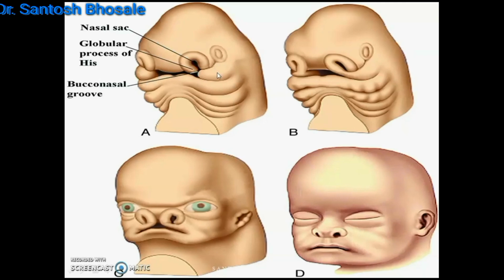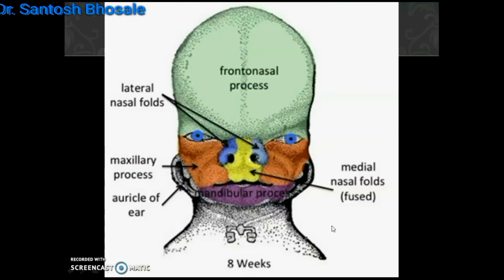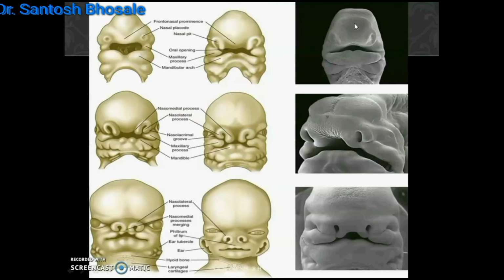Face develops from 5 processes: frontonasal, pair of maxillary, pair of mandibular, and the olfactory sac or nasal sac, having a median nasal process and a lateral nasal process. Median nasal processes join with each other and above with the frontonasal process and below with the maxillary process. Frontonasal forms the root and the bridge, whereas the median nasal process forms the tip and philtrum, whereas the lateral nasal process forms the ala. Where the median nasal process joins with the maxillary process, they form the upper lip.